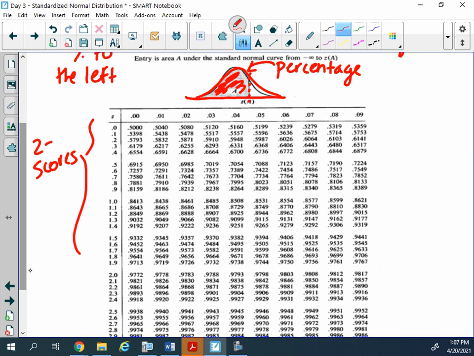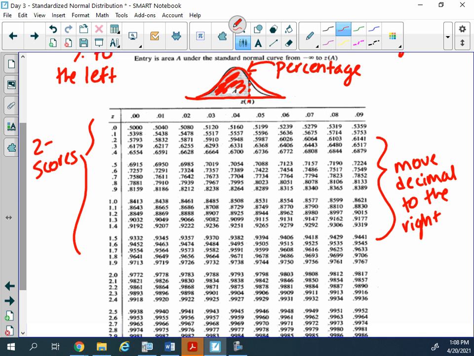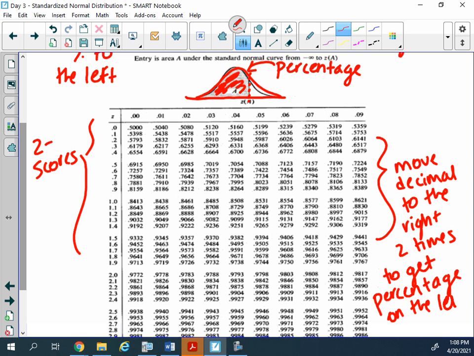Okay. And let me label these. Move the decimal to the right 2 times to get percentage on the left. I kind of said it, but you might want to write it down. There you go. So as I said, they actually give you the decimal, but if you want the percentage, you have to move that decimal to the right 2 times. Then you will figure out the percentage on the left-hand side, or percent to the left.